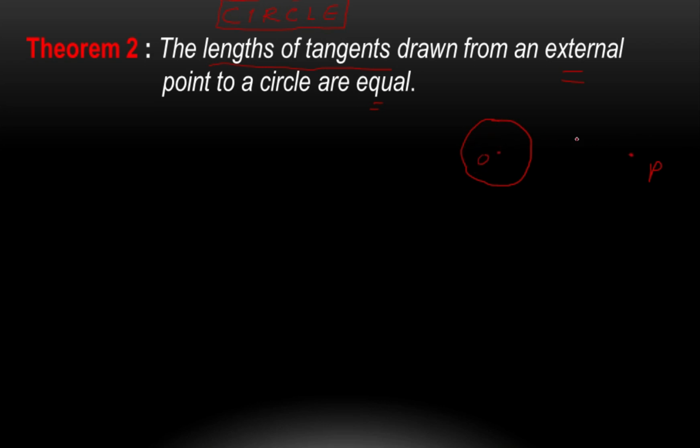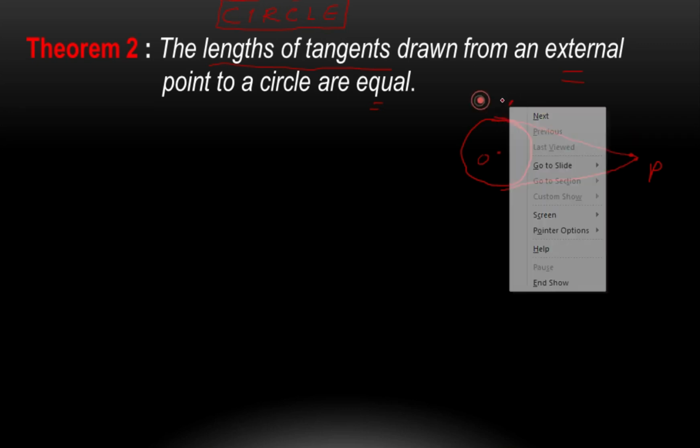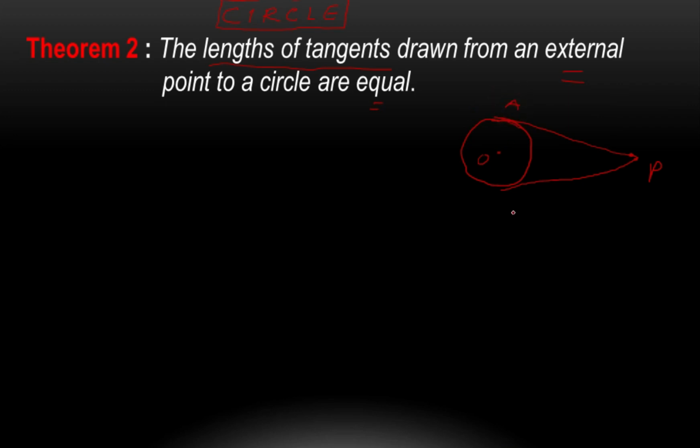If we draw tangents from P to the circle, we are going to get two tangents. Suppose we draw tangents from this point P to the circle, let PA and PB be the two tangents. Then we have to prove that the lengths of these tangents, PA and PB, are equal. So what is given?